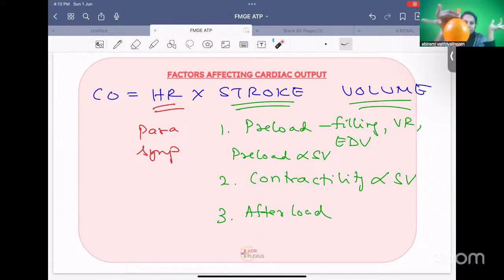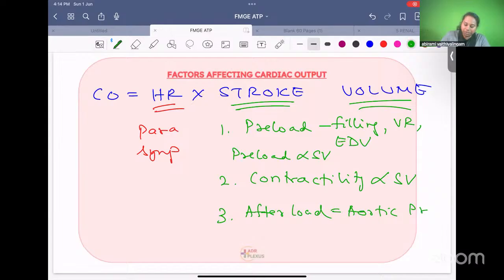If I increase the pressure in the aorta, blood cannot come out. If I release the pressure in the aorta, blood is able to come out. So what is present after the load? Aorta only is present after the load. So afterload means aortic pressure. What is afterload? Aorta, aortic pressure. But this one is inversely related to stroke volume because more you increase the pressure in the aorta, air cannot come out. More you release the pressure in the aorta, blood will be able to come out.